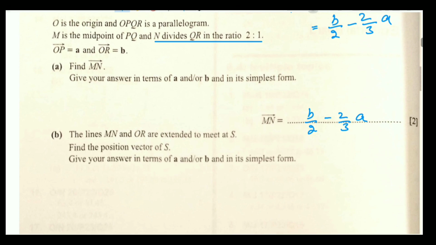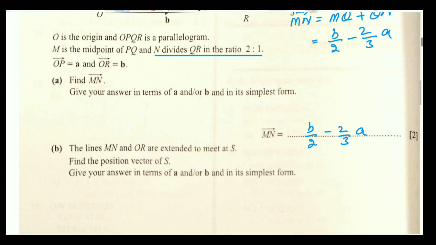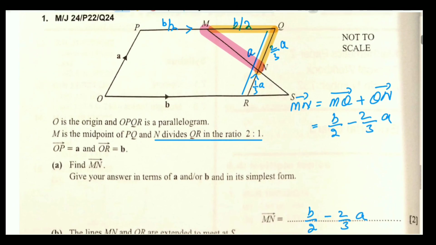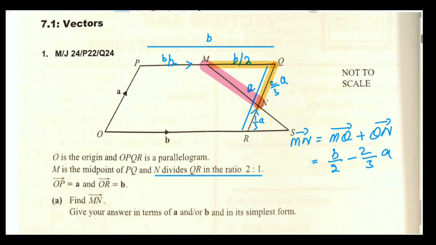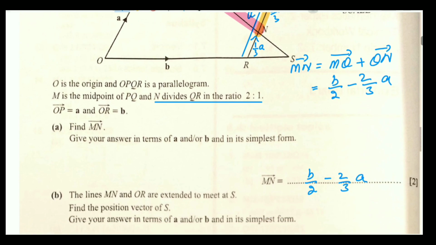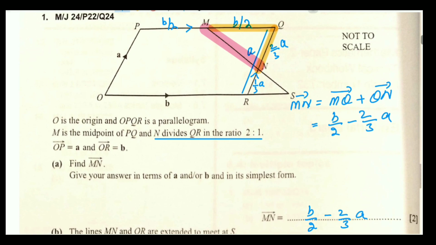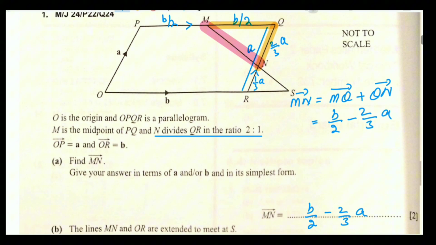Second part, the lines MN and OR are extended to meet at S. Find the position vector of S. Okay. So find the position vector of S. It means that we have to find OS. So how will we find OS? We know OR but we don't know RS, and we also don't know the ratio of this side. So we can use the similarity rule here.